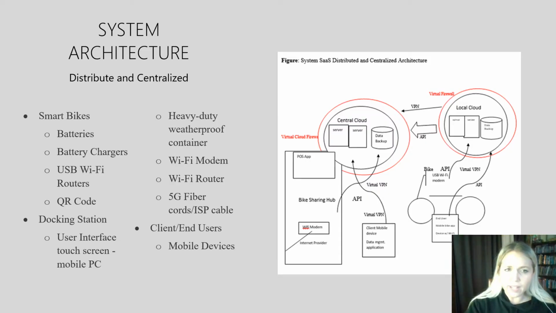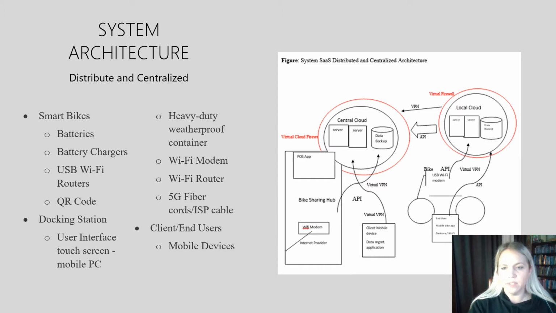So next, looking at the system architecture, I chose a distributed and centralized system. This would allow for each of the bikes to have their own storage system, as well as a central cloud where everything is backed up. When you're looking at the physical hardware, I did add a bike sharing station. That way, it was another alternative to rent the bike, as well as have a touch screen and the main access point for Wi-Fi, using the cables and Wi-Fi modems.